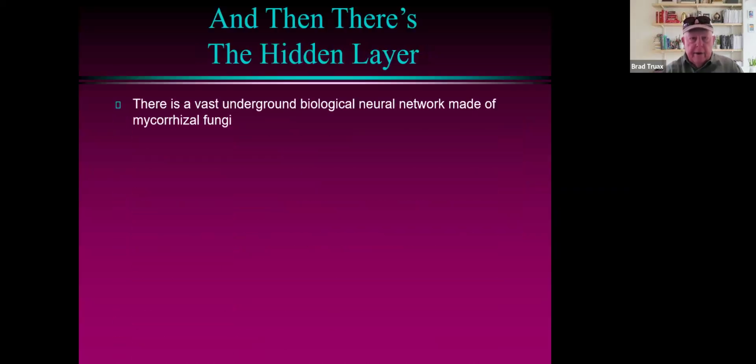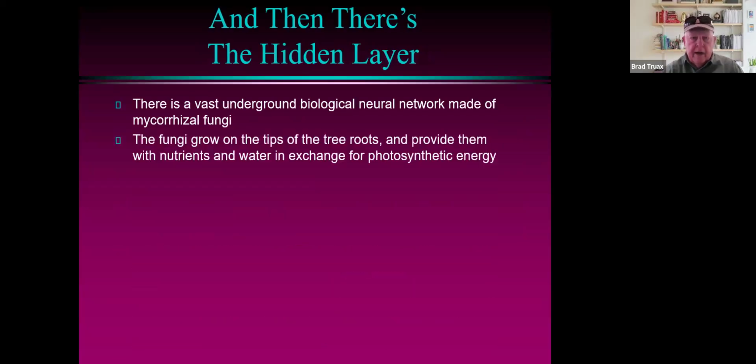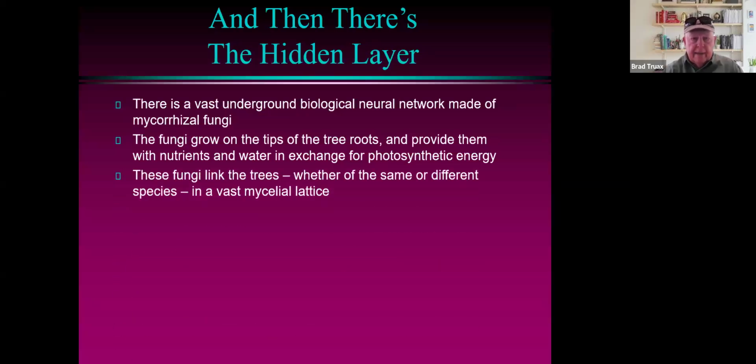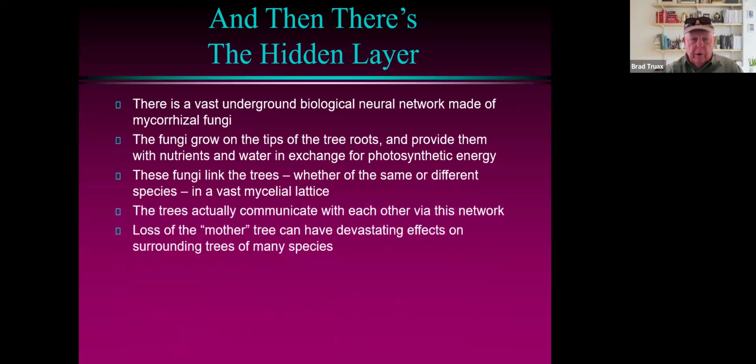And then there's the hidden layer that's underneath. There's a vast underground biological network made up of mycorrhizal fungi. The fungi grow on the tips of the tree roots, and they provide the tree roots with nutrients and water in exchange for photosynthetic energy. And these fungi link the trees, whether of the same or different species, in this vast mycelial lattice. The trees actually are communicating with each other via this network.